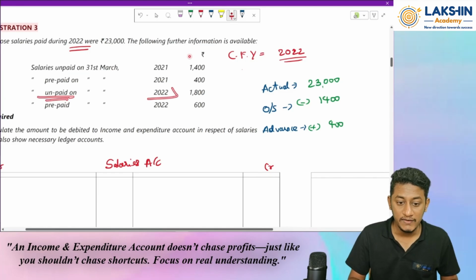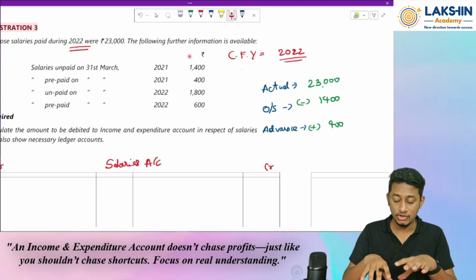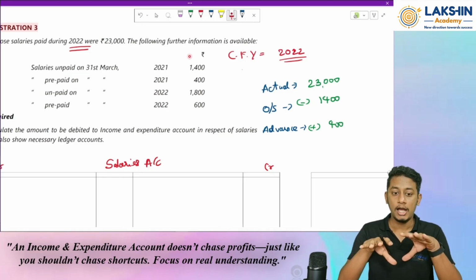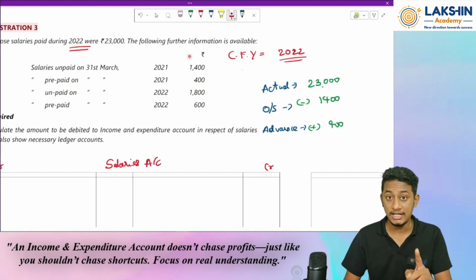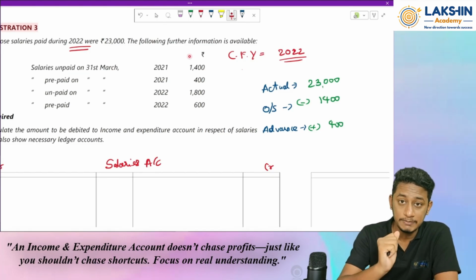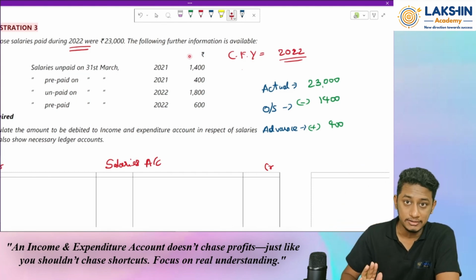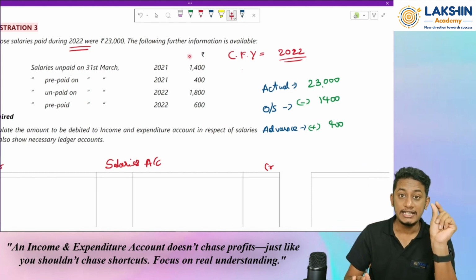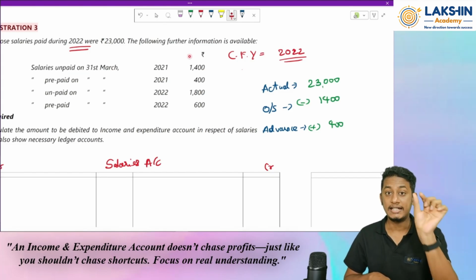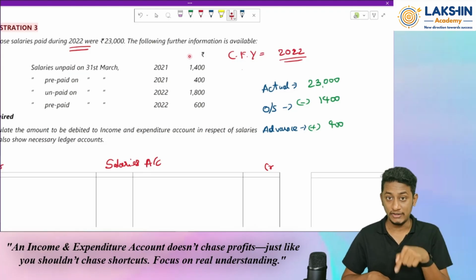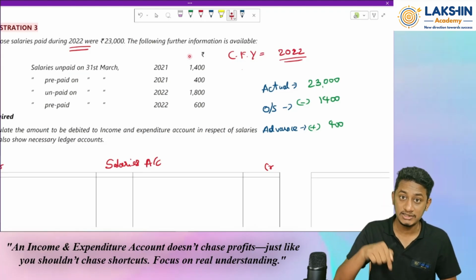Unpaid in 2022. So in my current year, the 2022 financial year, an amount of rupees 1,800 is unpaid. What do you mean by unpaid? It's outstanding. Then when is this paid? In 2023, in the next financial year. But tell me this: is it an expense of 2022 or an expense of 2023? It is an expense of 2022. Even though it is not paid, it is an expense of this financial year.